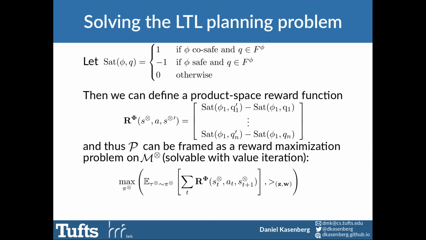We can use the satisfaction function to define a vector reward function, R capital Phi, on the product MDP, which subtracts the vector of satisfaction functions at the previous product state s times q from that at the new product state s prime times q prime. Using this vector reward function and the binary relation induced by the specification's priorities and weights, P can be framed as a typical reward maximization problem amenable to value iteration. In the ShopWorld domain, because the agent cannot afford to buy the watch and the anti-shoplifting specification is of highest priority, the agent will immediately leave the shop, terminating the episode.